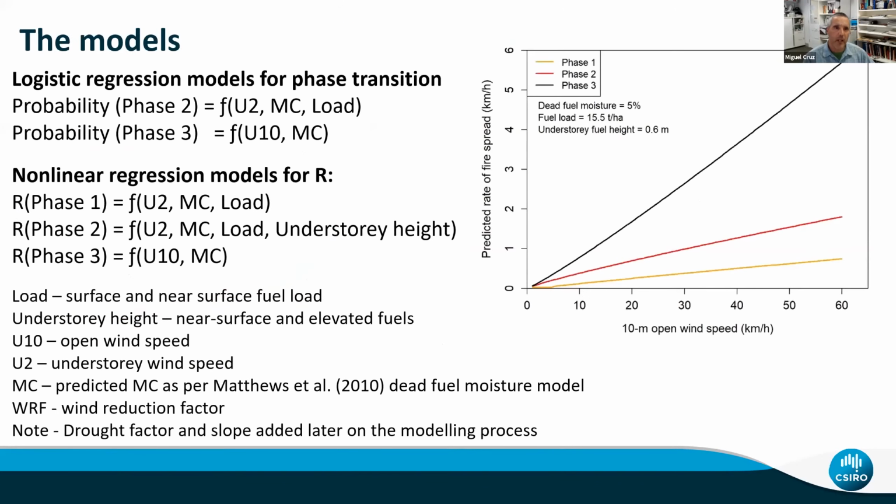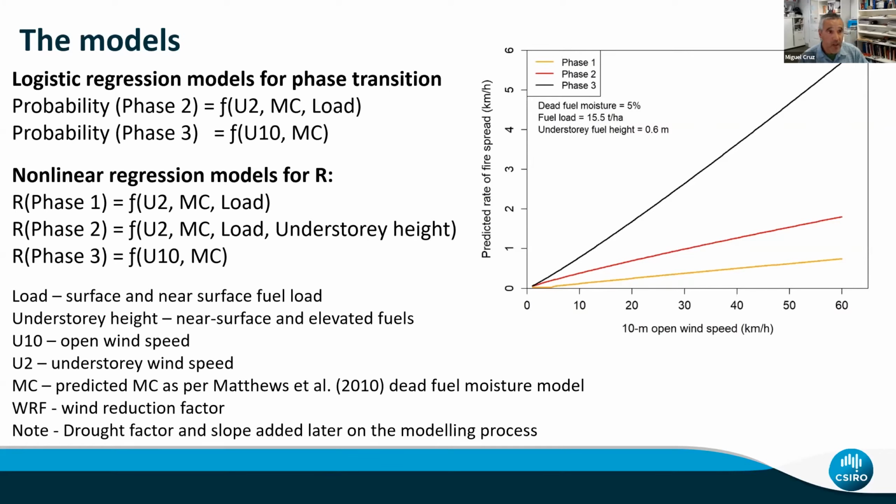So in the end, we develop 5 models, and this figure here just shows the rate of spread models for phase one, phase two, and phase three. Now, the models have different inputs, so they are responding to different environmental conditions, field conditions. And although the 3 lines in this image go from 0 to 60 kilometers per hour, they are not to be representative of burning conditions within that range, right?